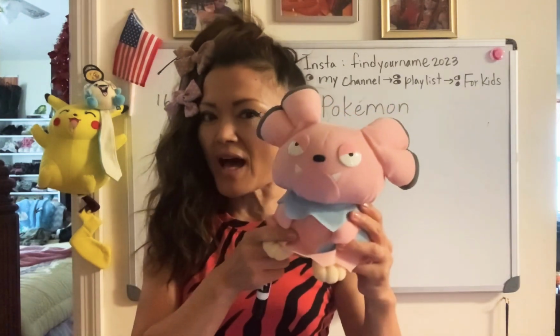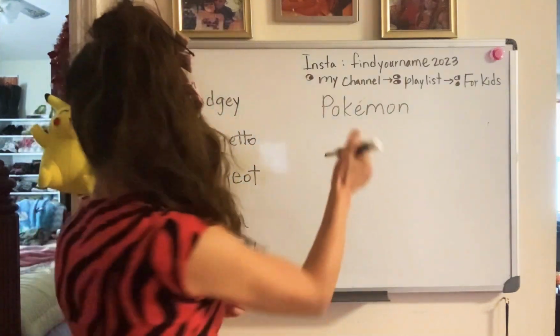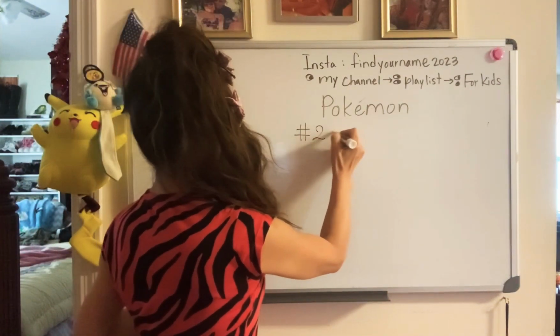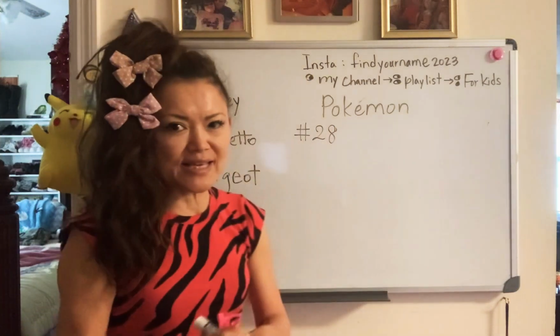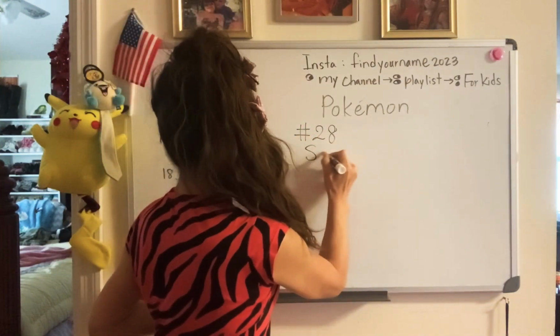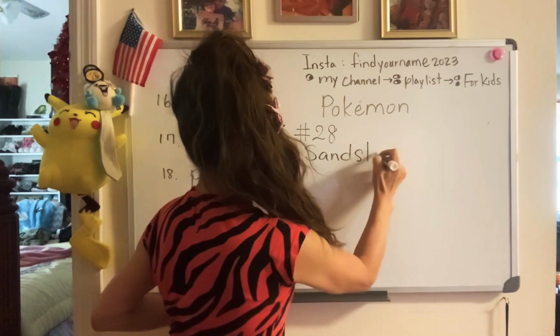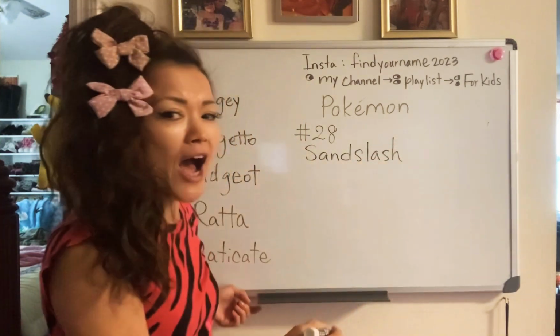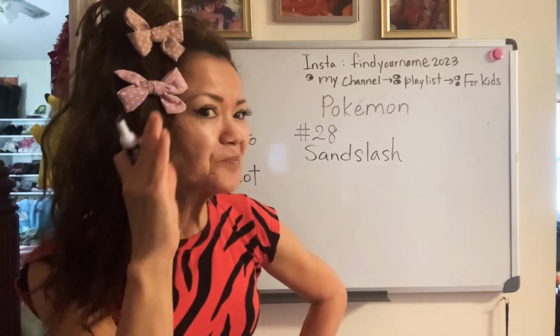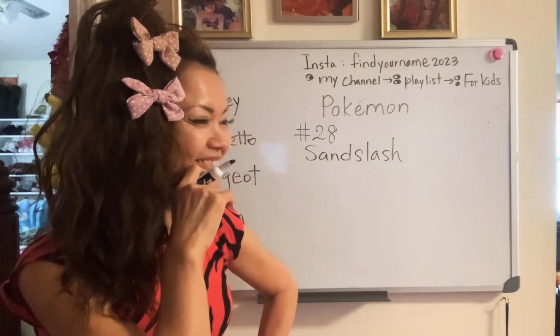Yeah, let's learn something. This lesson is Pokémon Names, Pokémon Monster. Ta-da! Number 28. Ooh, already 28. Okay, Pokémon Monster number 28 is... What is number 28? Sandslash. Sandslash is 28. How do you say it in Japanese? You don't know? Okay. It's called Sando Pan.